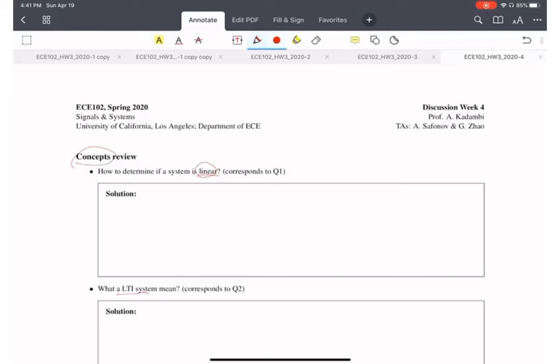The first concept is how to determine a system is linear. When we encounter these questions, we should keep in mind that to determine if a system is linear, we need to check two properties. One is the homogeneity. The other is the additivity.